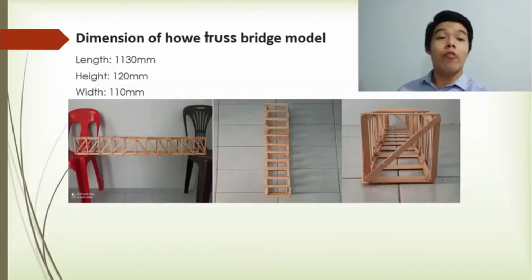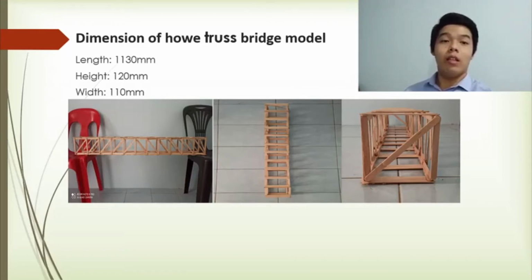The dimensions of my Howe truss bridge design are 1130 millimeters in length, 120 millimeters in height, and 110 millimeters in width.